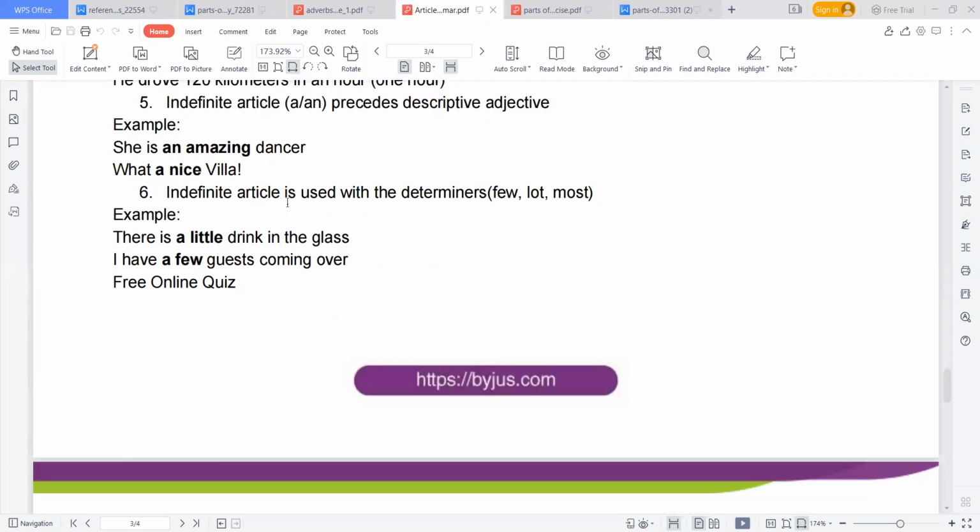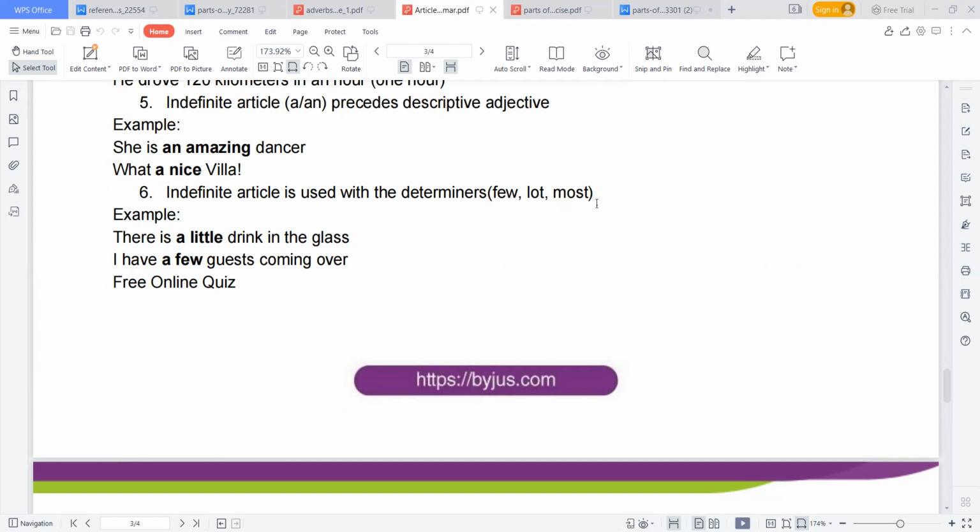Next, it is used with determiners. Determiners are words that determine or define the quantity, like I have a few friends. So we also use a with determiners: a few, a lot, a most of.